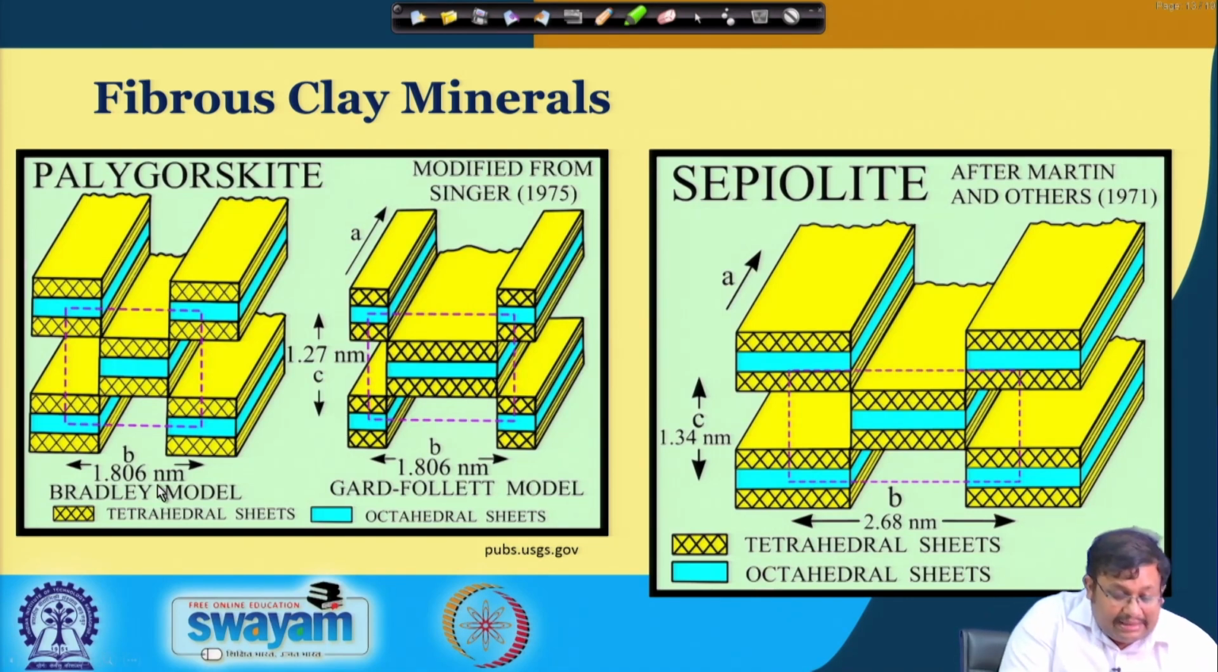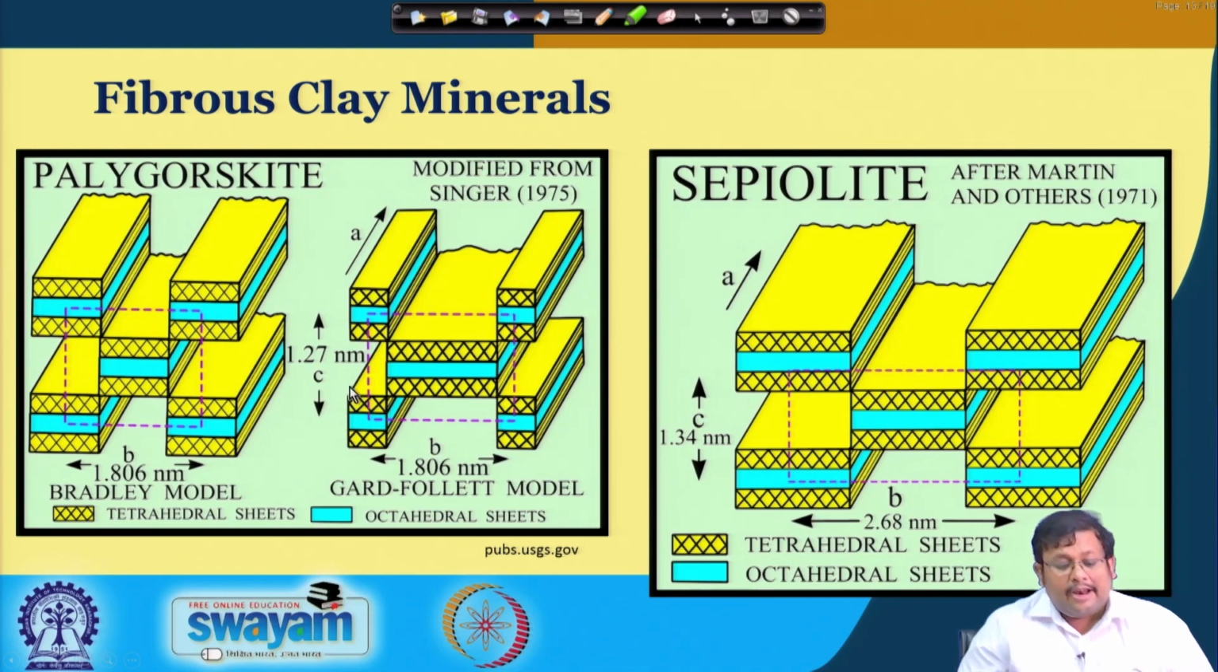Now, depending upon their distance, they are of different variants. For example, you can see here the B axis spacing is 1.806 nanometer. According to the Garrault-Fortlet model, it is also 1.806 nanometer. However, the C axis spacing is 1.27 nanometer. Another clay mineral is called sepiolite. You can see here the distance is 2.68 nanometer, where the C axis spacing is 1.34 nanometer. So, this is how this fibrous mineral is composed.